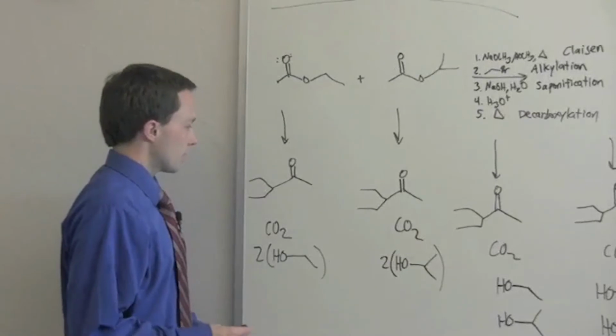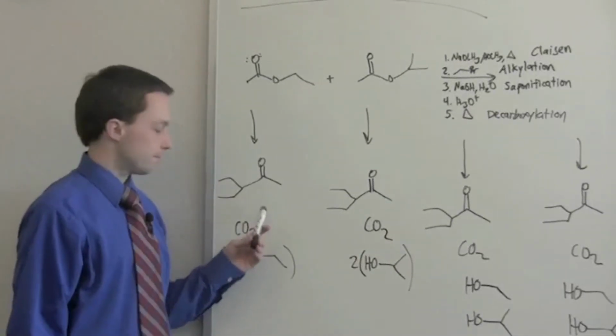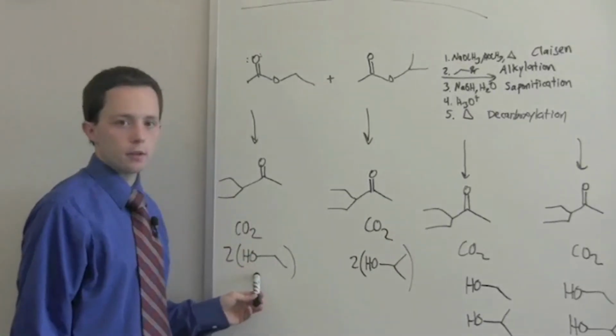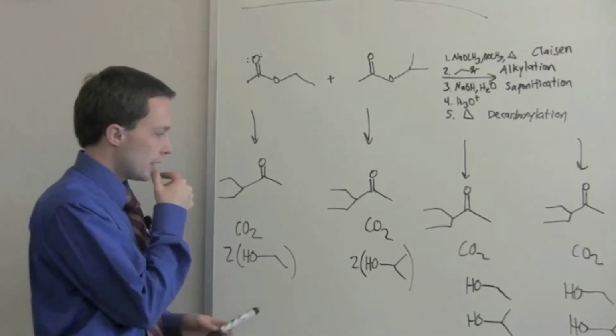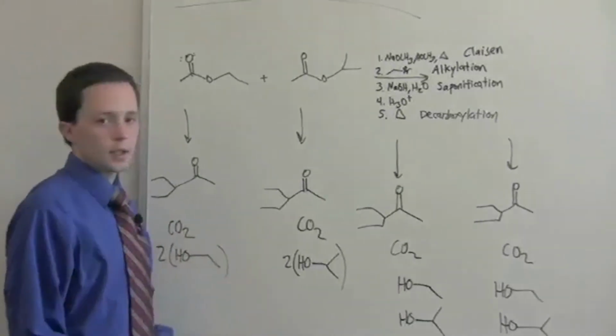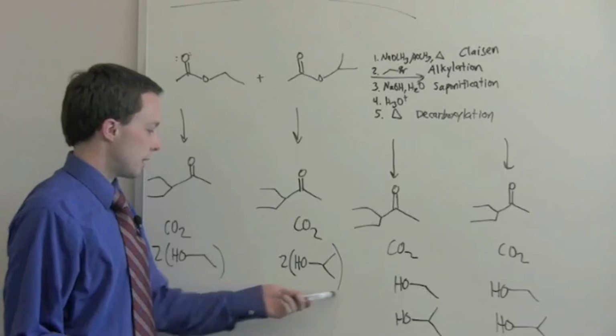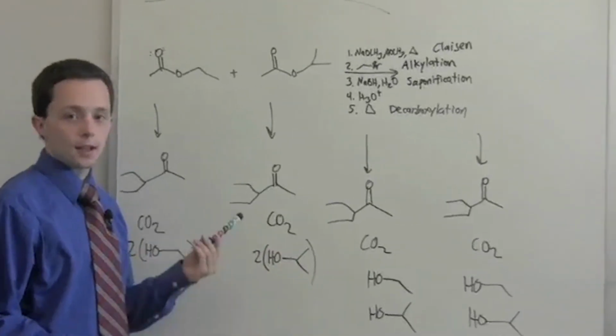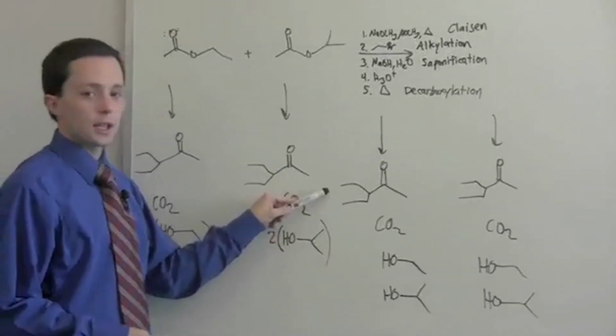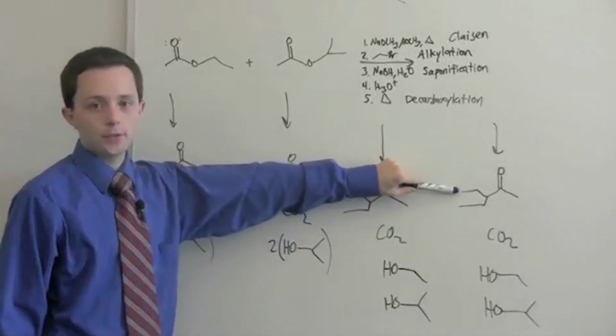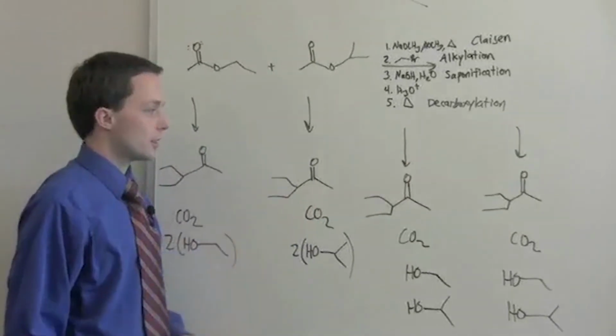So here are the final products. This is the first product we got, CO2, 2 of these alcohols. The next one is exactly the same. CO2, this time the 2 alcohols are different, but it's exactly the same. This one's exactly the same, this one's exactly the same. So, these 4 Claisen condensations are the same.